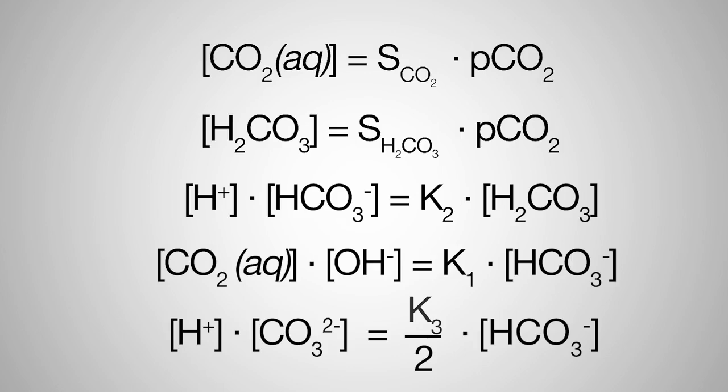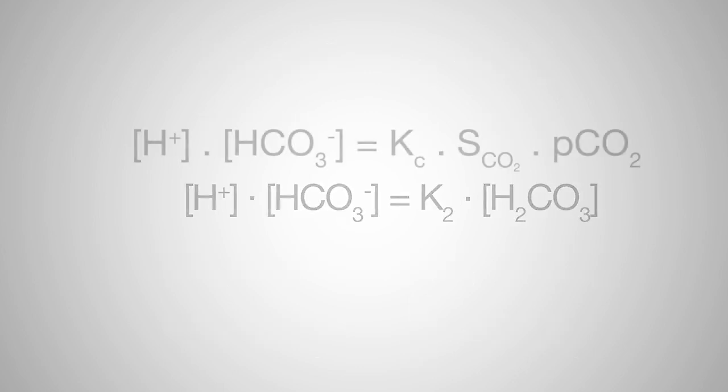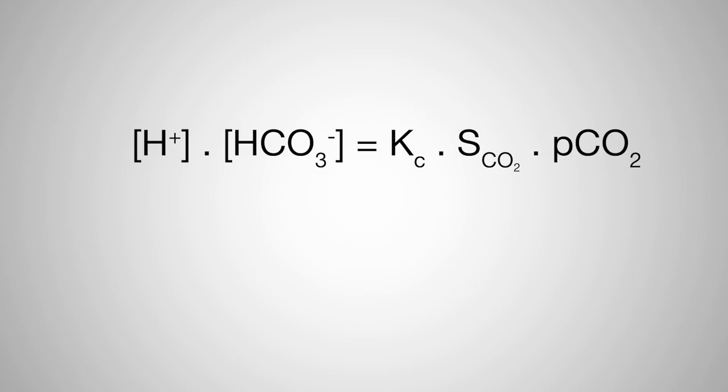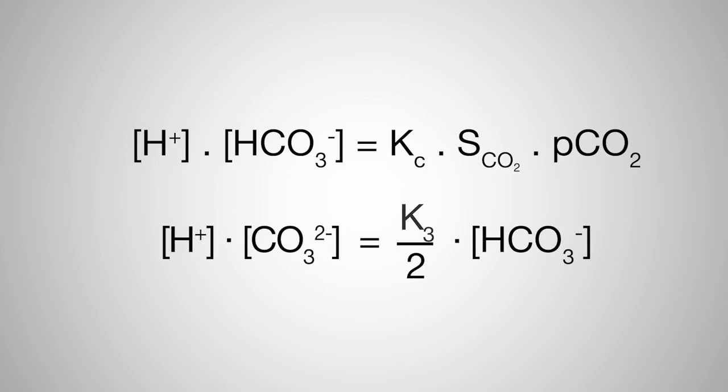Now, the first 4 equations can be grouped into one single representative equation. Hydrogen ion concentration times bicarbonate ion concentration is in equilibrium with partial pressure of CO2, with Kc being the equilibrium coefficient. Note that this is actually nothing more than the non-logarithmic form of the Henderson-Hasselbalch equation. If you were to take negative logs on both sides of this equation, you would end up with the Henderson-Hasselbalch formulation. So carbon dioxide contributes 2 equations, as above.